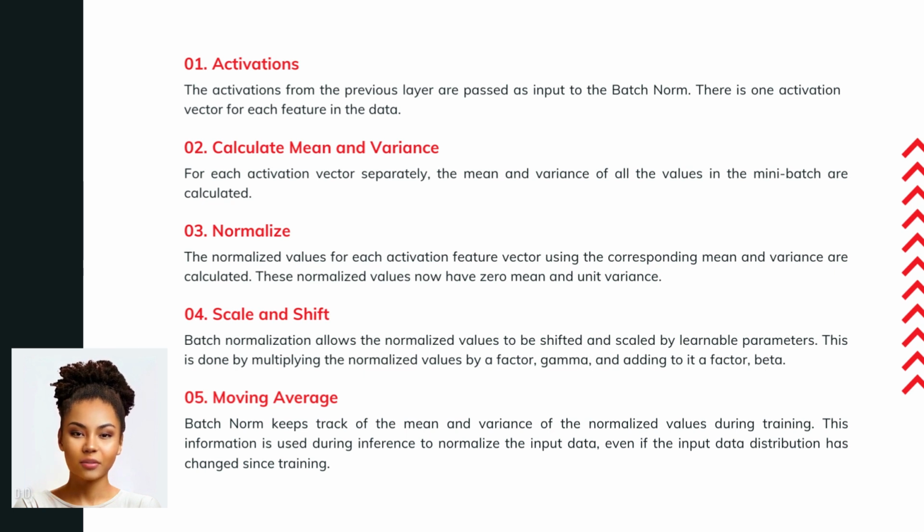4. Scale and shift. An intriguing aspect of batch norm is its capacity to adjust normalized values. Learnable parameters come into play. The normalized values are multiplied by a factor called gamma and then augmented with a factor, beta. 5. Moving average. Batch norm doesn't just stop at the moment, it also keeps track of normalized value means and variances during training. These statistics prove invaluable during inference, even when the distribution of input data changes post-training. This process equips batch norm to efficiently enhance network training and inference.